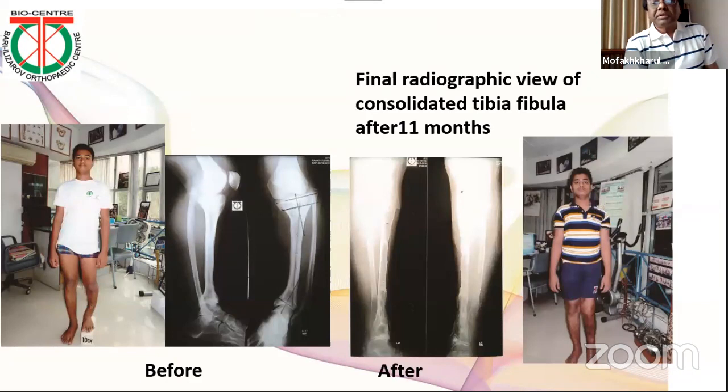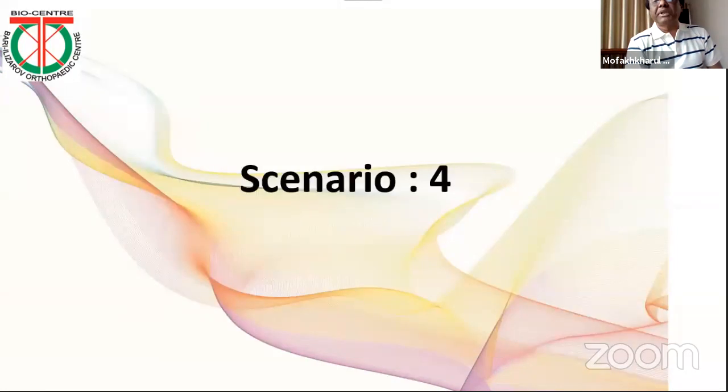So in the radiological view, before and after, you can see a good range of correction and good regenerated bone. Lengthening is also achieved after 11 months.